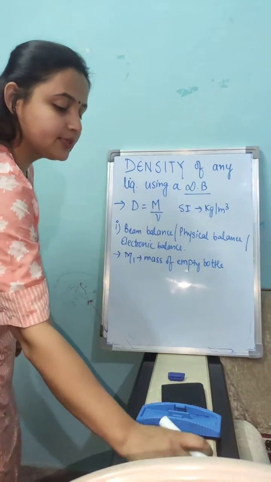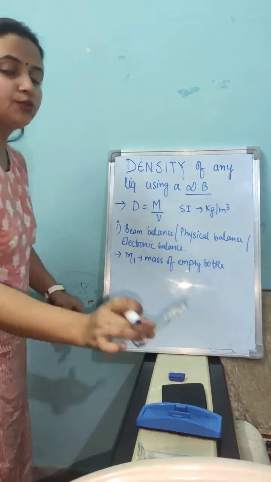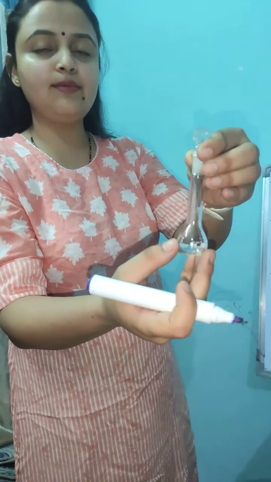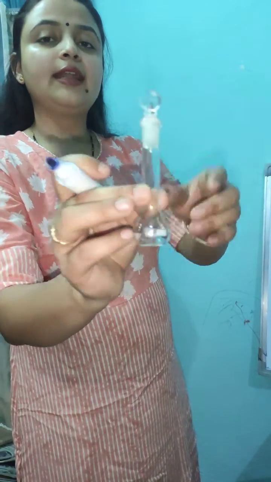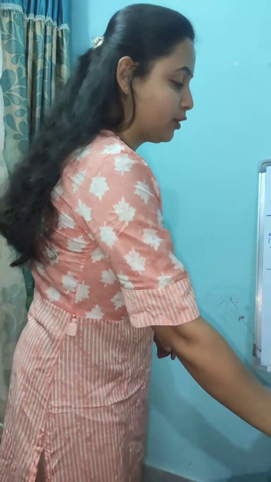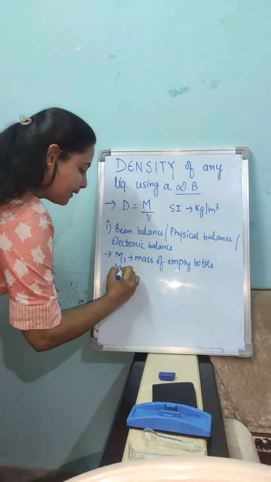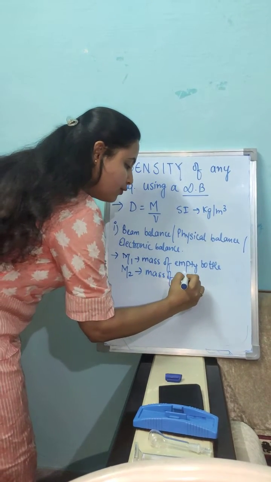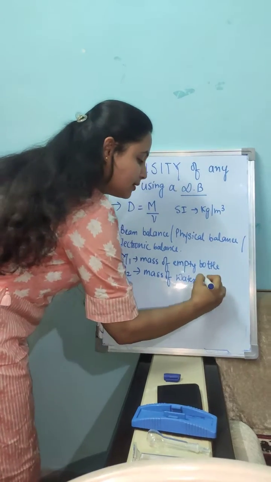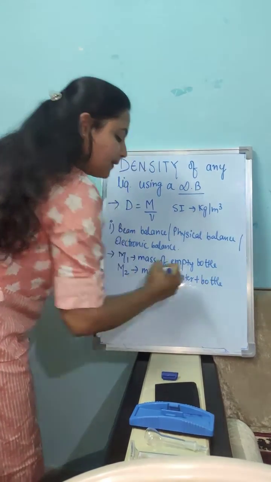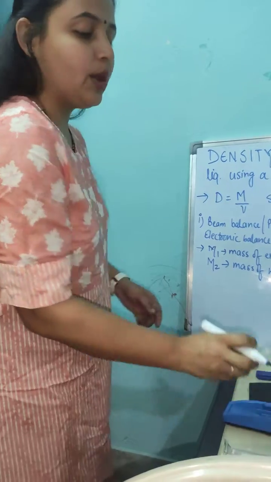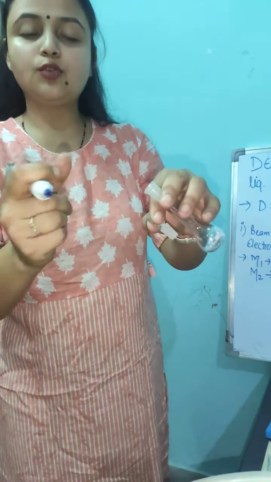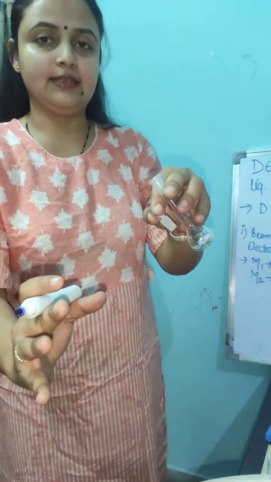Next, in the same density bottle, you are going to fill water, to the volume of 10 ml. We will call this mass M2. M2 will be the mass of water plus bottle. Similarly, now I am going to empty this bottle of water and dry it again so that no water molecule is left inside.